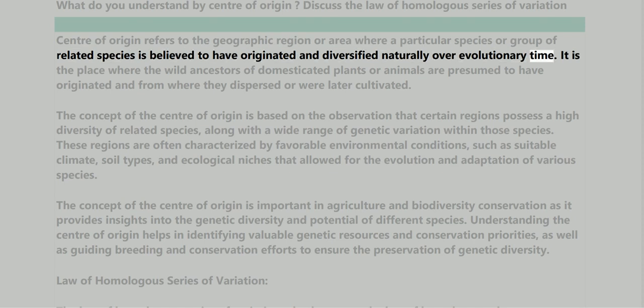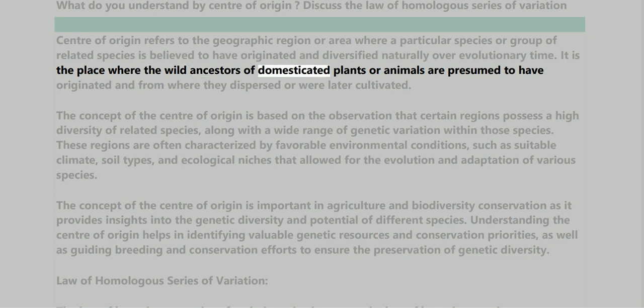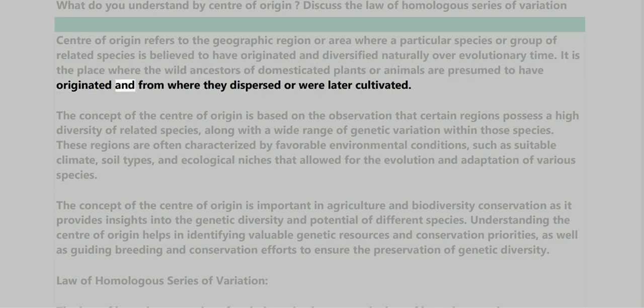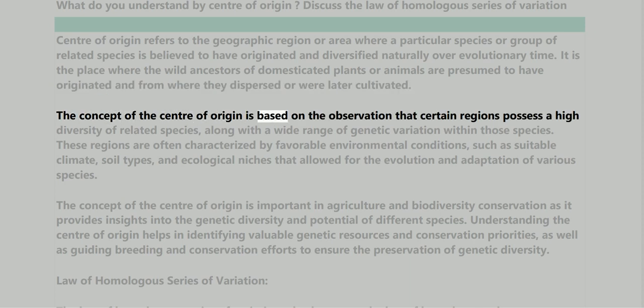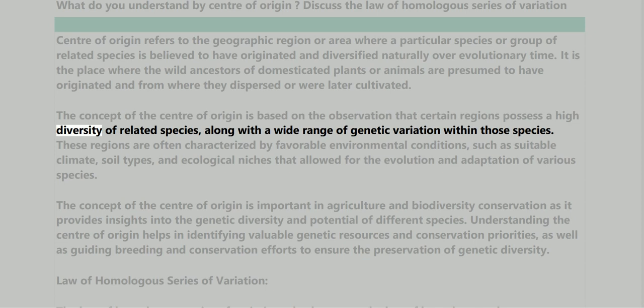It is the place where the wild ancestors of domesticated plants or animals are presumed to have originated and from where they dispersed or were later cultivated. The concept of the center of origin is based on the observation that certain regions possess a high diversity of related species, along with a wide range of genetic variation within those species.